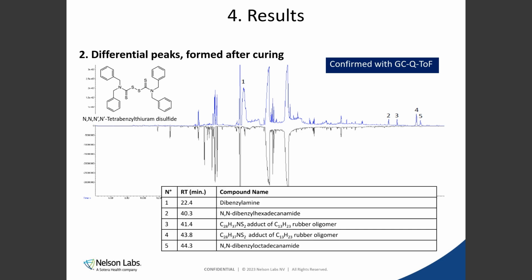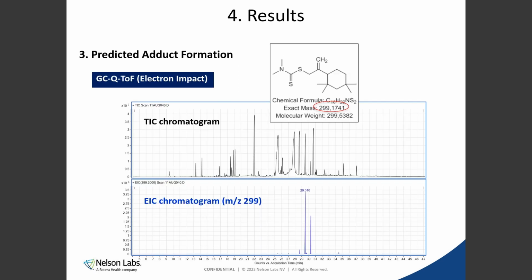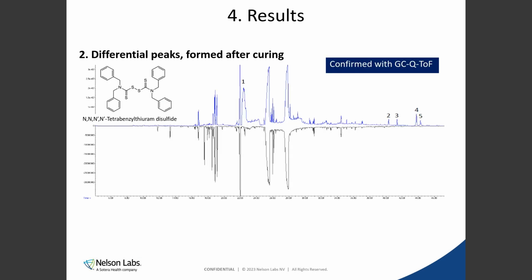Well, another example, this reaction, the same conditions together with the rubber oligomer. So here we are. The expected adducts were found, and also some side products that were not expected in the beginning, but later on we found that it is quite logical to find them in there.